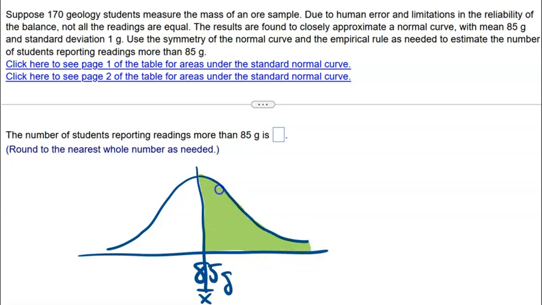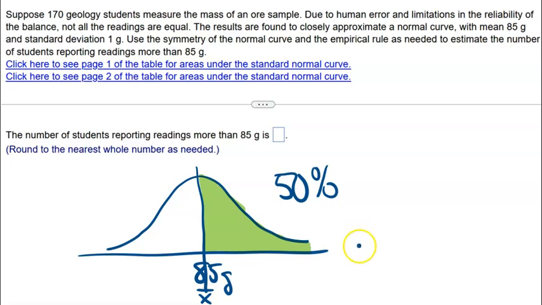Now, you might not have caught this, but remember, this is important: if you're talking about half of the graph, that is 50% of the area. Your area under the curve is 0.50, which means 50% of the data lie to the right of the mean, and 50% of the data lie to the left of the mean. Then they want to know the number, so make sure you read these, the number of students reporting readings more than 85 grams. So that's 50%.